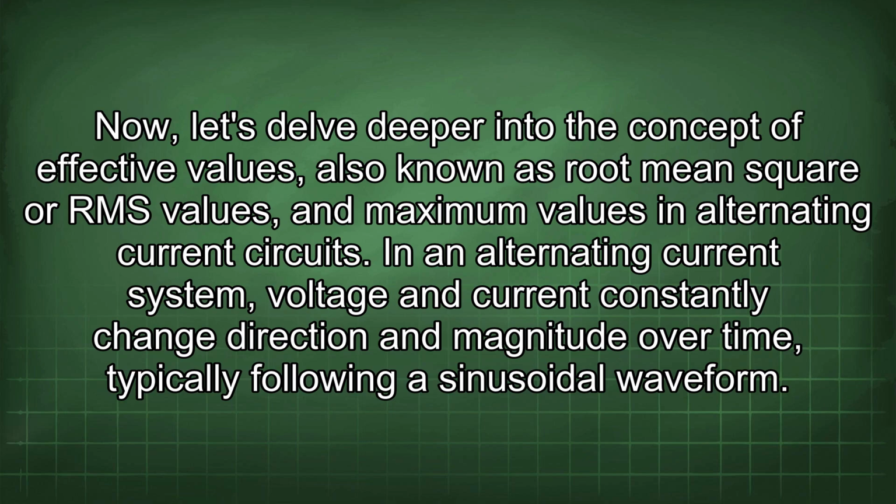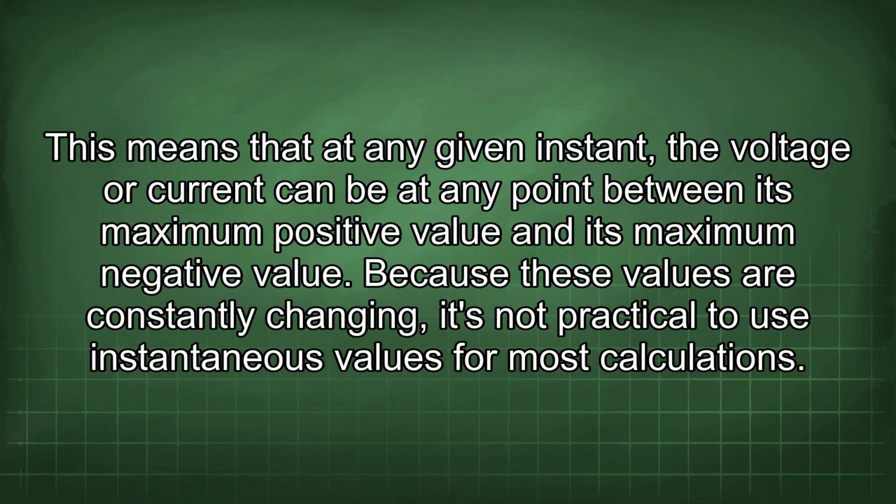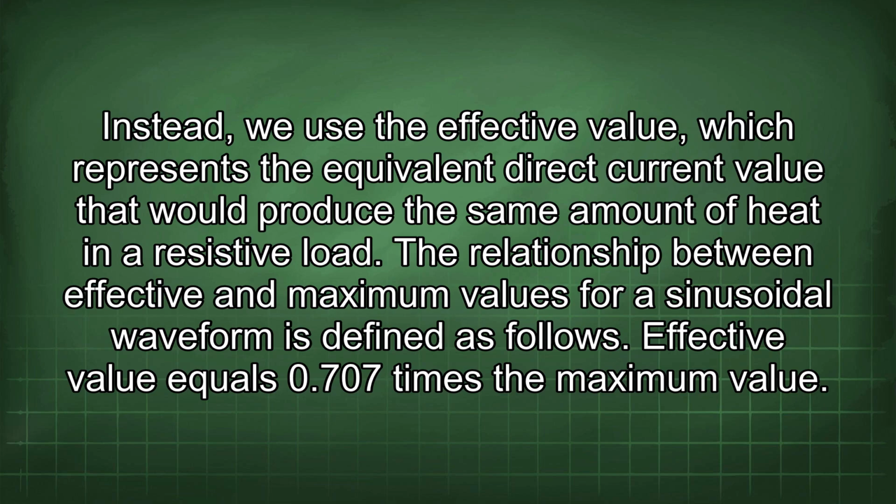In an alternating current system, voltage and current constantly change direction and magnitude over time, typically following a sinusoidal waveform. This means that at any given instant, the voltage or current can be at any point between its maximum positive value and its maximum negative value. Because these values are constantly changing, it's not practical to use instantaneous values for most calculations. Instead, we use the effective value, which represents the equivalent direct current value that would produce the same amount of heat in a resistive load.